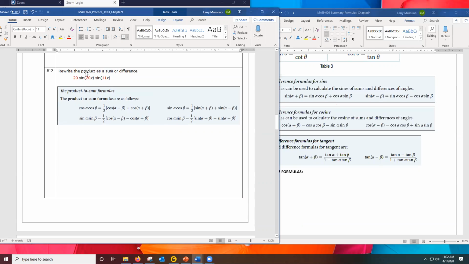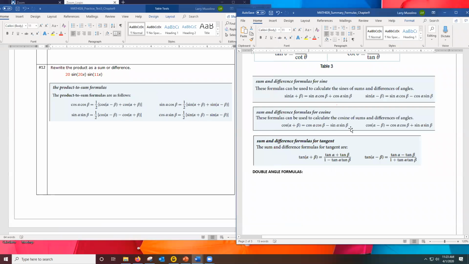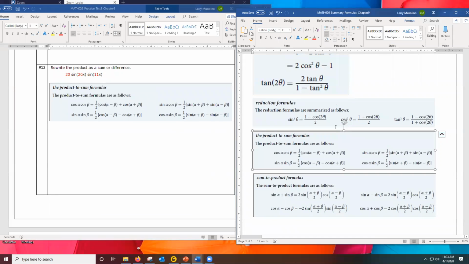Notice here it says rewrite the product as a sum or difference. These instructions really give you a good hint as to what formula you need, because it says I want to go from a product to a sum. And notice right here in this section are the product to sum formulas. So all I have to do is look at this expression they're giving me. Notice it's a sine times a sine. Let me match that up. Well, here's a formula that matches up to sine times sine.